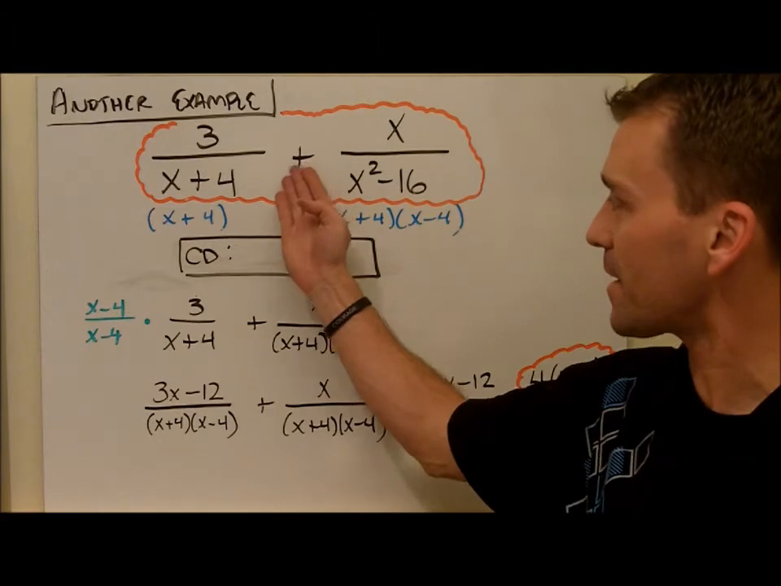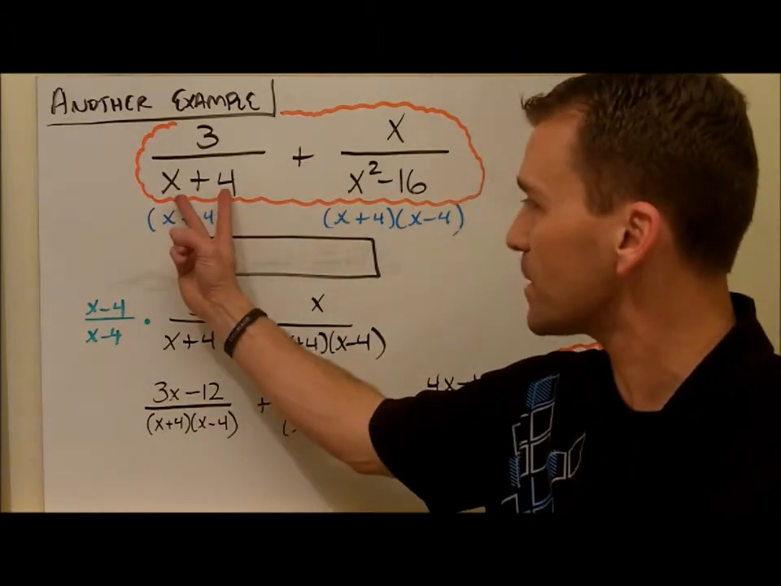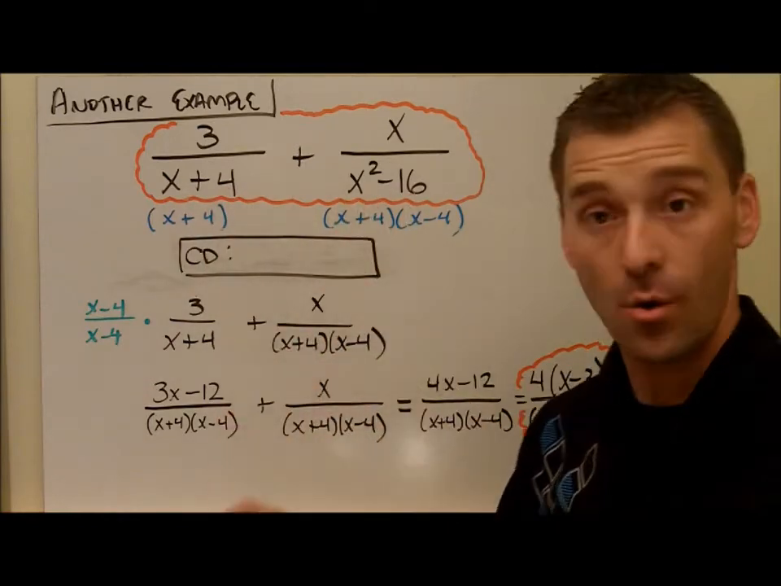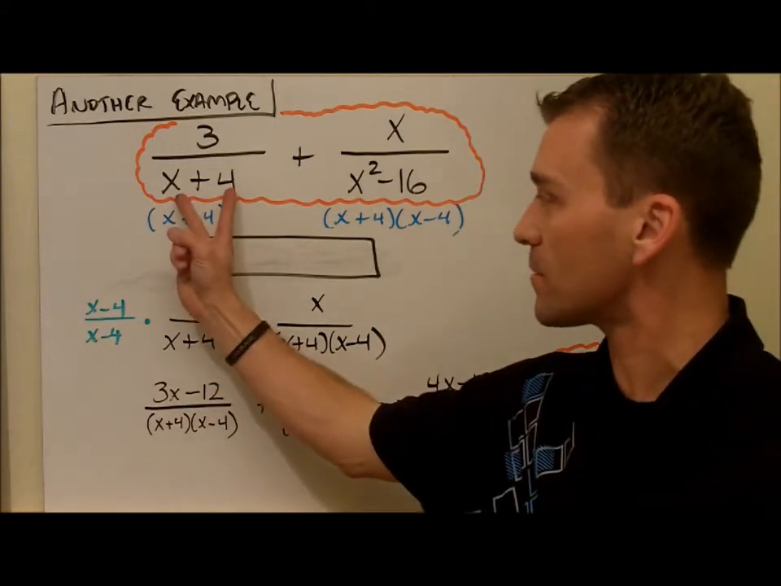Well, we're adding here, and have you noticed? Oh no, we don't have common denominators. X plus 4, x squared minus 16. Well, let's do it. Let's get common denominators. Okay, step number 1, factor. Well, this one's already factored.